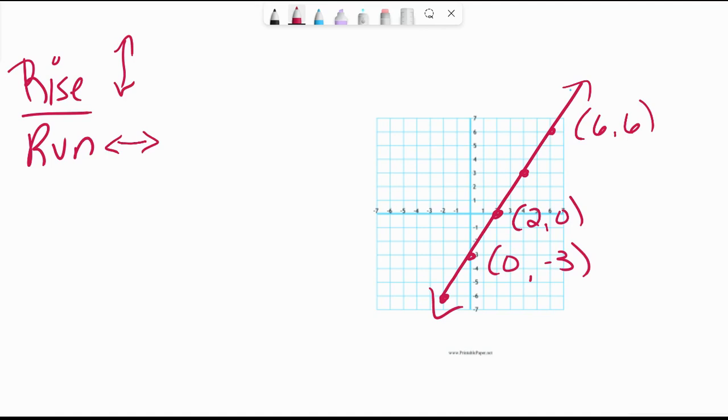So let's take a look at the 2 points. We can pick any 2 points on a line. You're always going to get the same slope. So we're going to do two different ones here.